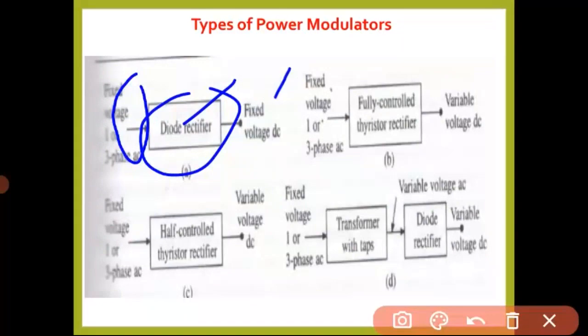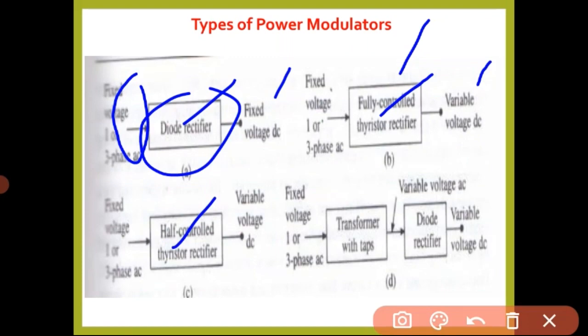Now the second one, B: a fixed voltage, single phase or three phase, given to the fully controlled thyristor rectifier. It means it is a controlled rectifier. So what output voltage will we get? We will get a variable voltage. Similarly, if it is a thyristor, it becomes a controlled rectifier. Similarly here, the half controlled rectifier.